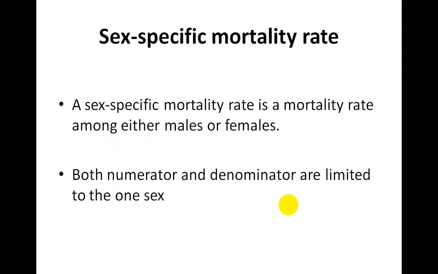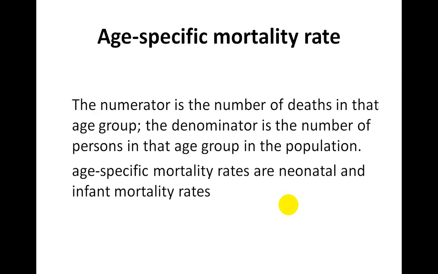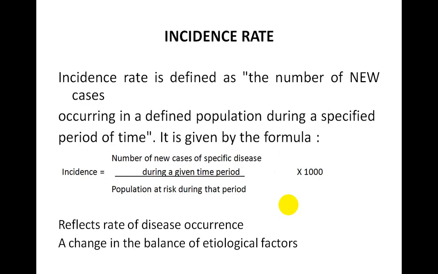Age-specific mortality rate. Age-specific mortality rate is a mortality rate among either male or female. Both numerator and denominator are limited to the one sex. The numerator is the number of deaths in that age group. The denominator is the number of persons in that age group in the population. Age-specific mortality rates include neonatal and infant mortality rates.